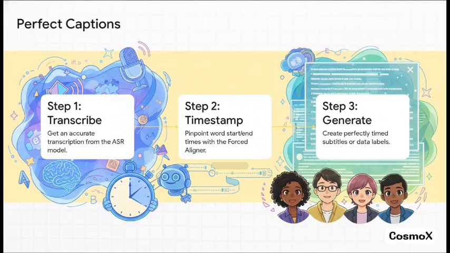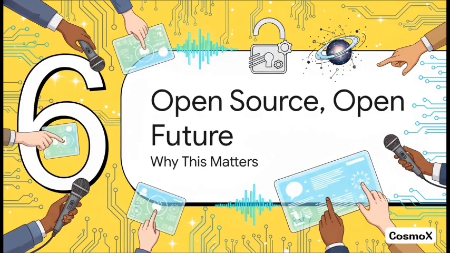So the key takeaway here is this really powerful two-step workflow. First, the main ASR model gives you a super accurate transcript. Then, the forced aligner goes back through it and pins a precise timestamp on every single word. The result? You get perfectly synchronized, professional-quality captions, all generated automatically. So the technology is clearly amazing. But the story doesn't end there, because how this technology is being released into the world is just as important as the tech itself. Let's see how this all ties together.